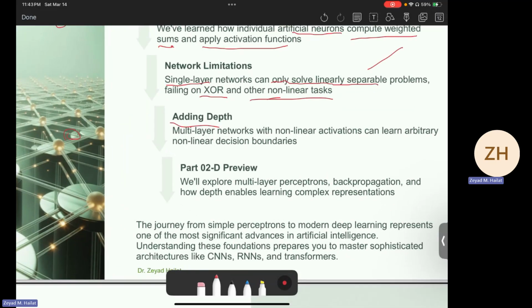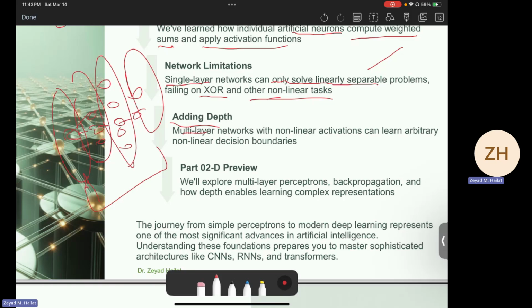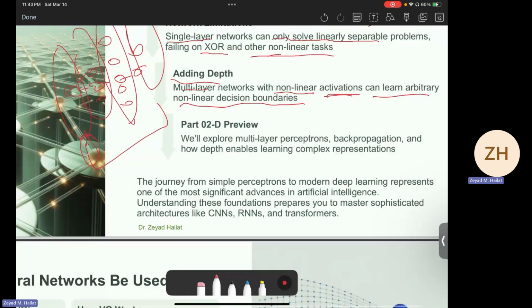We need to add depth. Depth means increasing the number of neurons. So you do not just have one neuron, you have multiple neurons like this. This is the first layer, this is the second one, third one, fourth one. Each one of them includes a set number of neurons. So we need multiple layers. In this example, we have three or four layers with non-linear activations. Each one ends with a non-linear activation function, and that can learn arbitrary nonlinear decision boundaries. Our goal is just to learn these nonlinear decision boundaries as we described them.